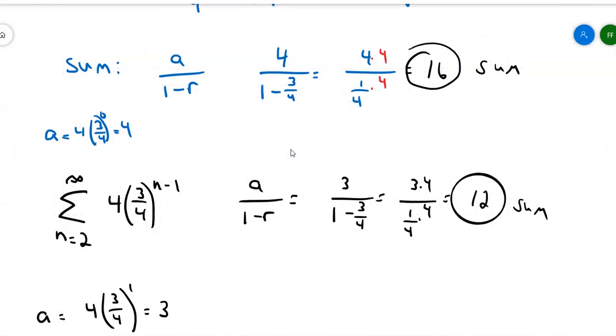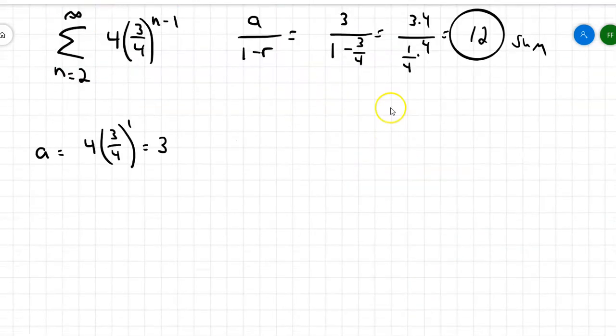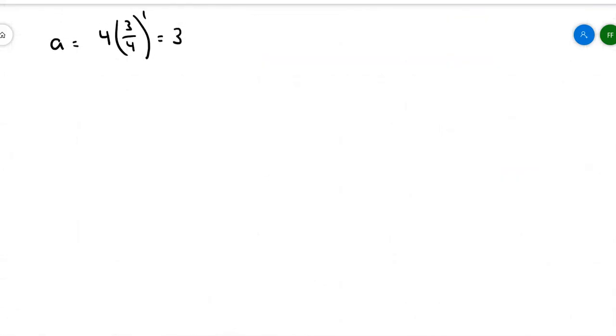Why? You realize that by changing that index from a 1 to a 2, you're basically leaving off the first term. Well, the first term here was 4, and the 4 that you left off is the difference between an answer of 16 and an answer of 12. So that does make a difference where you start that. All right, let's take a look at another one.